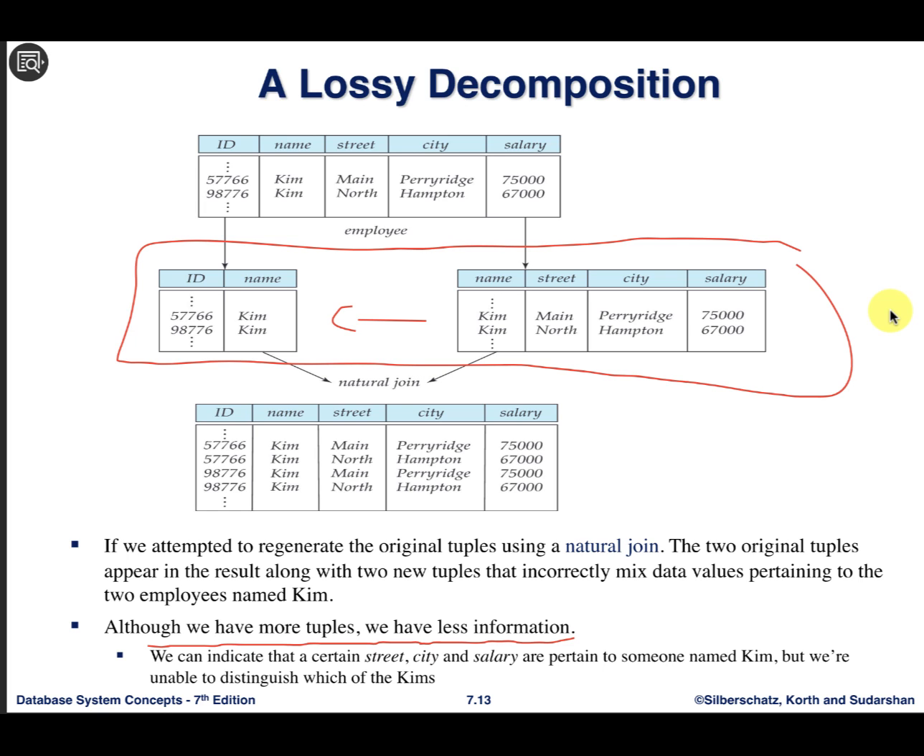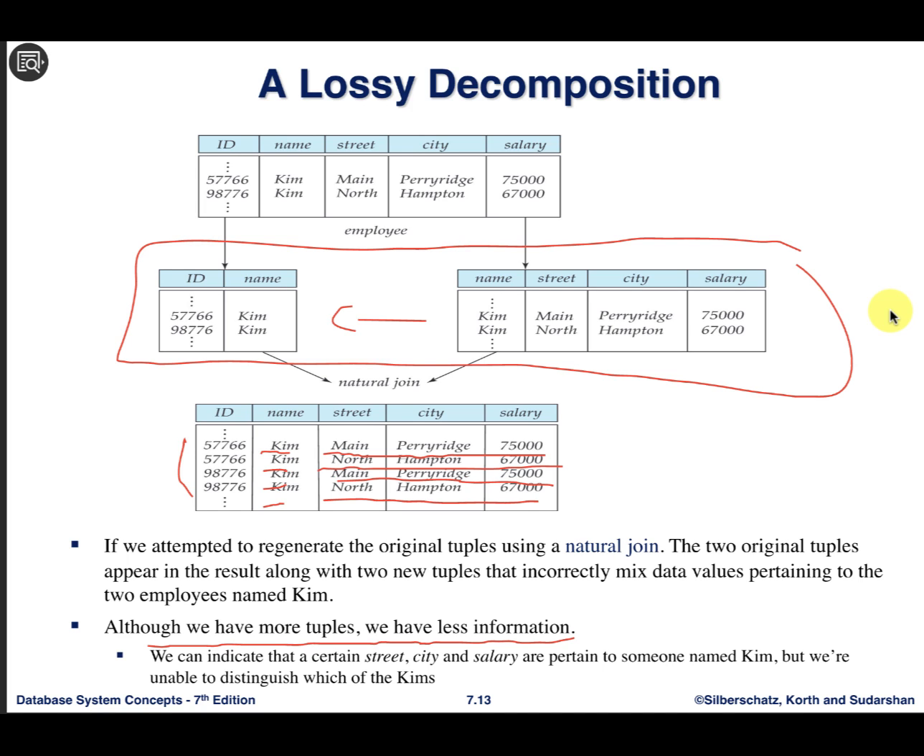But right now here, can you tell me, for example, there is someone living on a particular street, in a city, who has a specific salary, and it returns someone named Kim. Which Kim? I cannot tell which one. And the problem here is that you see this Kim, there is someone whose name is Kim living at this address. There is someone Kim living here, someone living here. Which one here? I cannot tell. So that's the problem here.